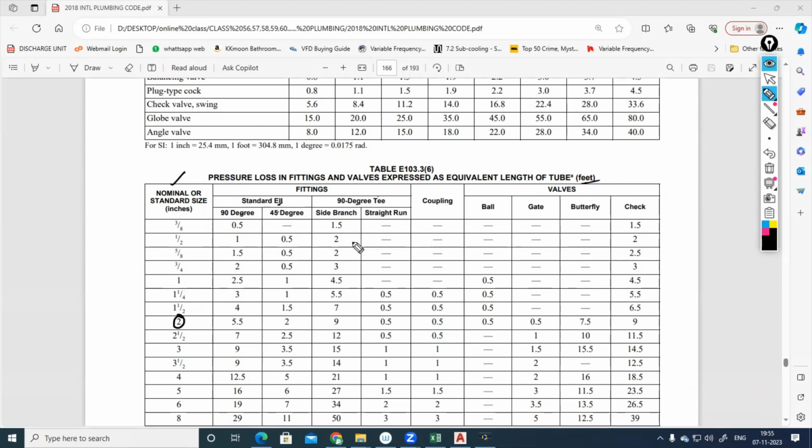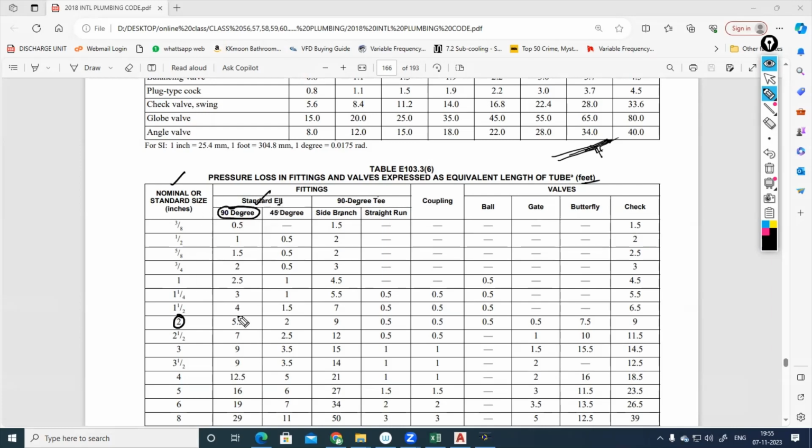90-degree. This is T-joint only. T-joint side branch, straight run. Means, for example, if you are having a straight pipe, this is your T-joint. Side branch is this one. Straight pipe is this one. If you are doing the loss calculation for straight T, this one you have to select. Side branch, this one you have to select. Anyhow, we are dealing with elbow only, standard elbow 90-degree.